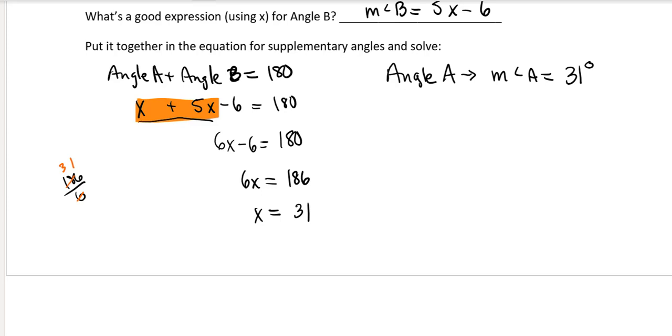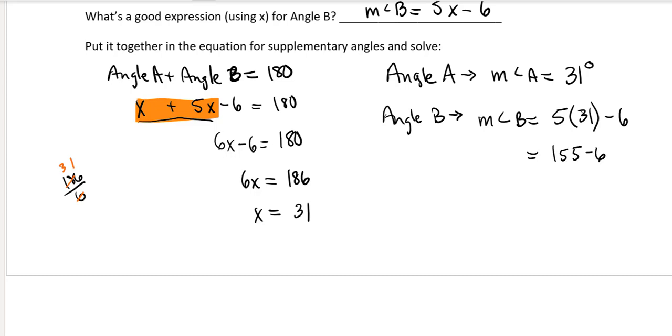Now to measure angle B, that one's a little more complex, because for angle B, we've got an expression. The expression that we came up with before is 5x minus 6. So the measure of angle B is going to be 5, but then don't forget, x, we figured out, is 31. And then minus 6. So when we do the arithmetic, 5 times 31 is 155. Subtract 6. When we find the difference of those two values, we get 149 degrees. So the measure of angle B is 149 degrees, and the measure of angle A is 31 degrees.